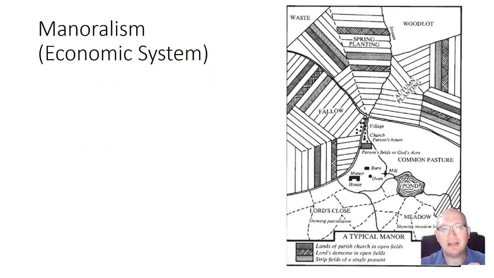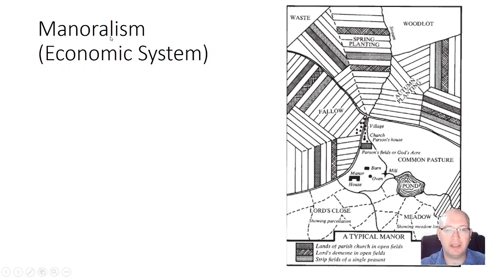There were also economic changes that we need to talk about. And we need in particular to talk about the rise of manoralism, which is an economic system. So first of all, I just want to look at this map. There is the manor house. That's where the Lord lived.